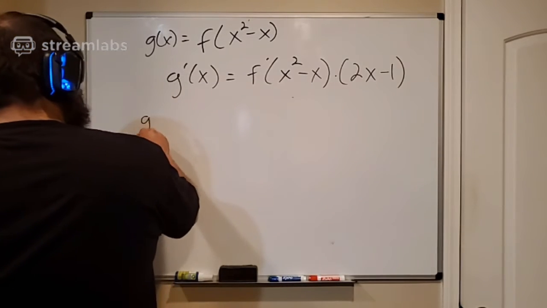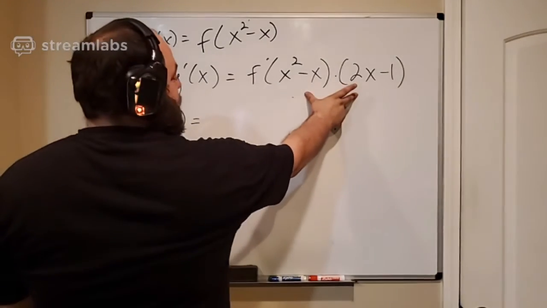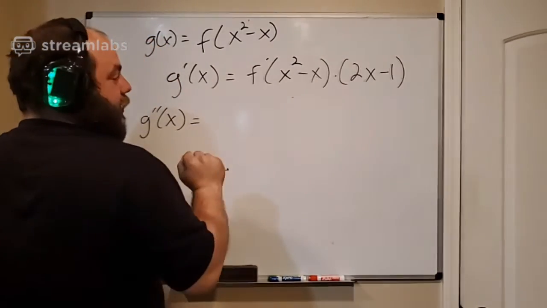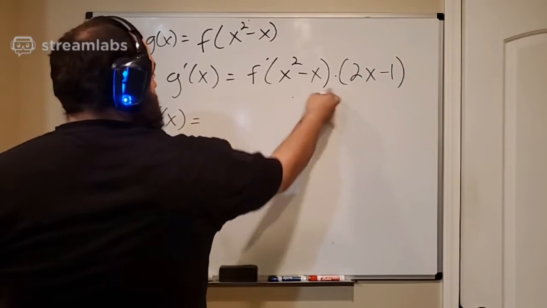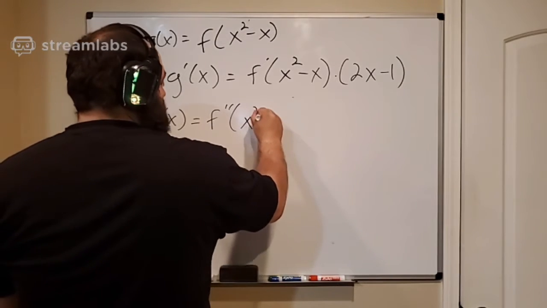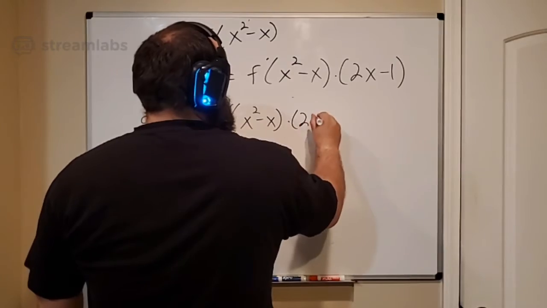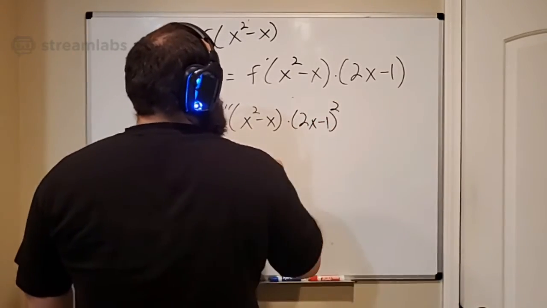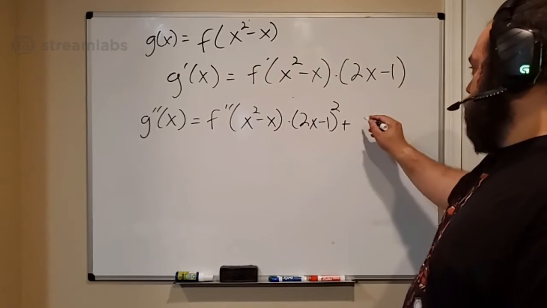So you take the derivative. When we take the derivative this time, not only do we have a chain rule, we also have the product rule, so you've got to be careful. So derivative of the first one times the second one, so you get f double prime of x squared minus x times 2x minus 1. But since we already have one of those there, it's going to become squared. Plus the derivative of the second one times the first one, so 2 f prime of x squared minus x.